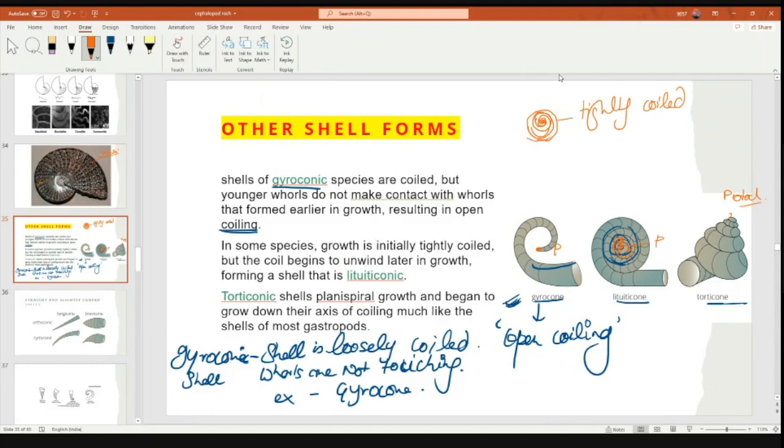जैसे जैसे इनका ग्रोथ आगे जाएगा, right, so now they are not touching and they become straight. They become straight like this. So at the initial stage they are highly coiled, but after the formation of the initial cell, now they are straight. So this will be known as the Lee-Tuty cone.